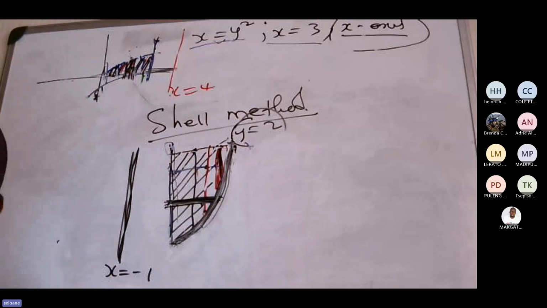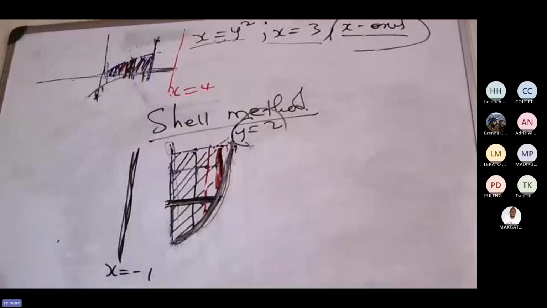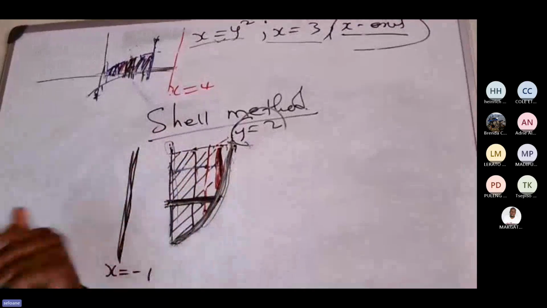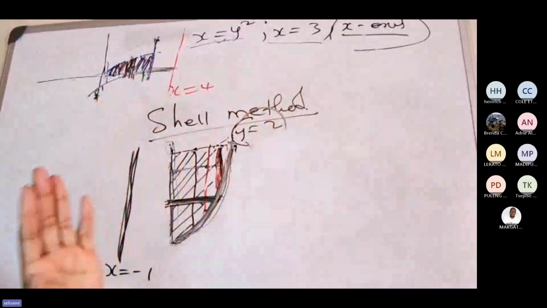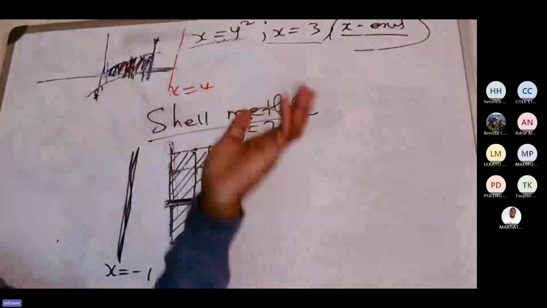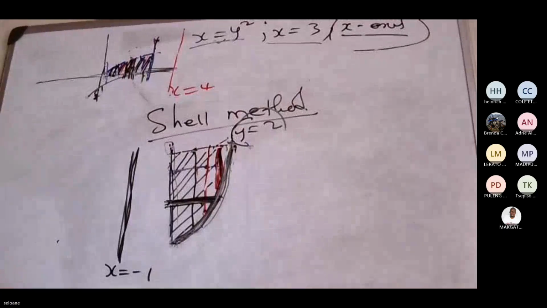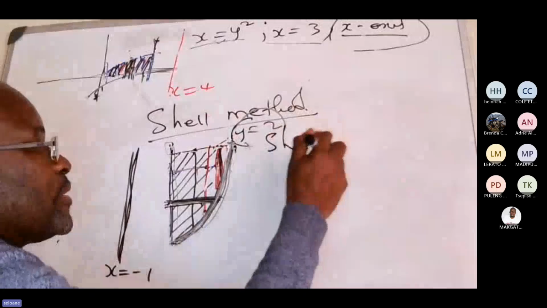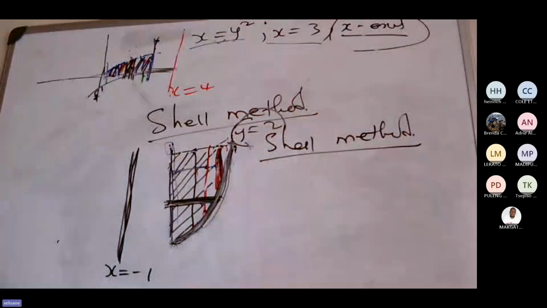How many minutes do you think you will need, just to set that? Not to calculate until the final answer, just to set the formula for the washer and the formula for the shell. Then you will go and do it after the class, just for practice purposes. Can we start, or must I leave it for you? Let us start. Say the shell method. Let's start with the shell method.